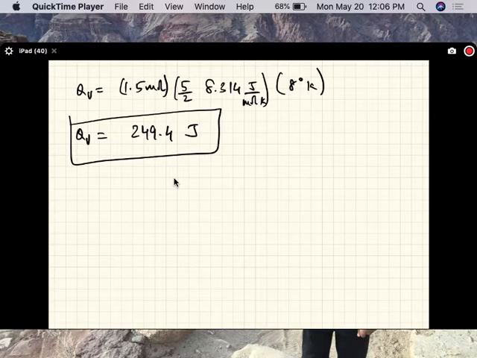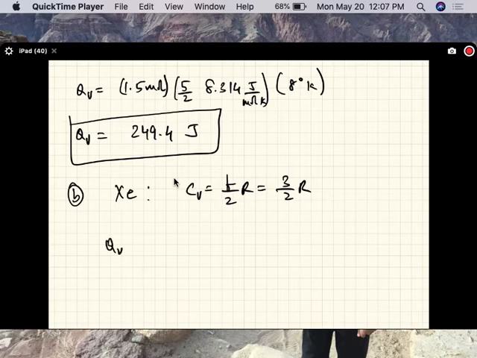Now, what if you were using xenon? Xenon is a monoatomic gas, and CV is F/2 R, which is 3/2 R. A monoatomic gas only has 3 degrees of freedom, and that's true at all temperatures. So QV is n times 3/2 R times delta T.